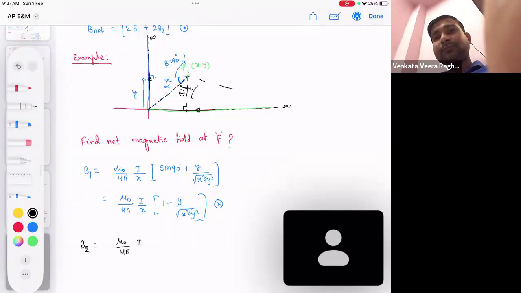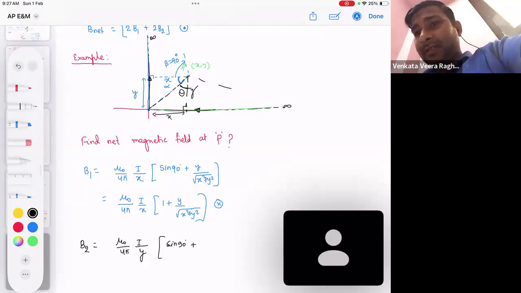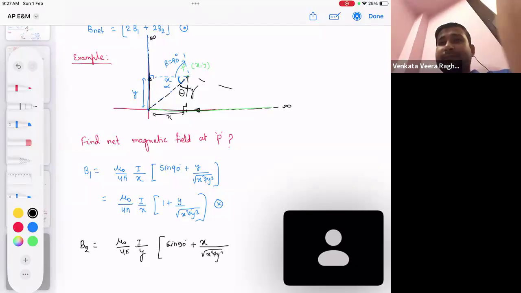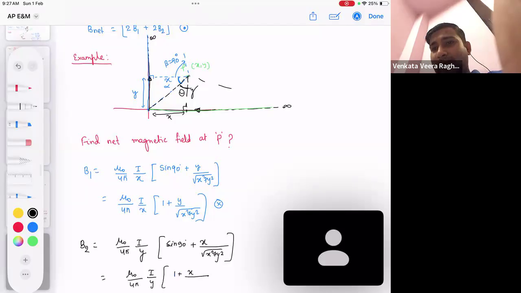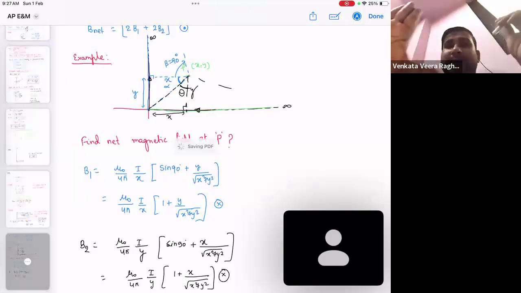Mu naught by 4 pi, I by perpendicular distance y, into sine 90 plus sine of the other angle, theta. The value of theta, if you calculate this, this is x coming to us. So what is the value of sine theta we have? X divided by under root of x square plus y square. Just simplify it. What are we getting? Mu naught by 4 pi, I by y, into 1 plus x by under root of x square plus y square, and the direction is again into the plane.